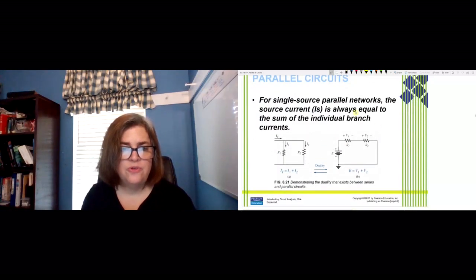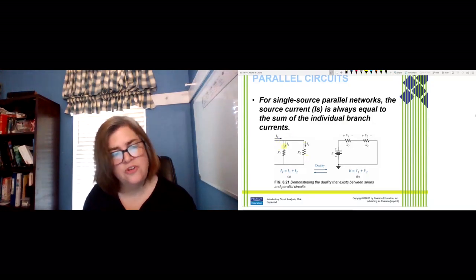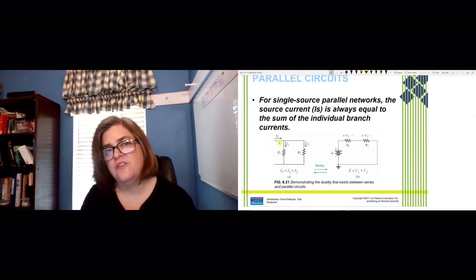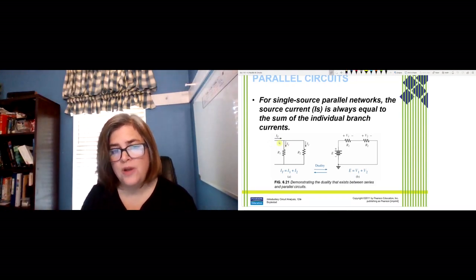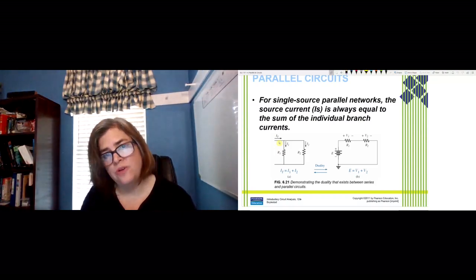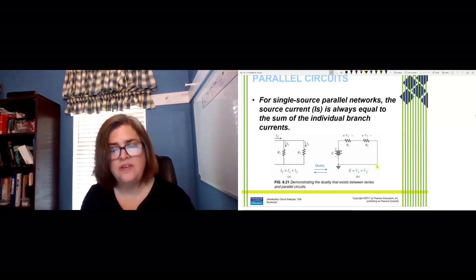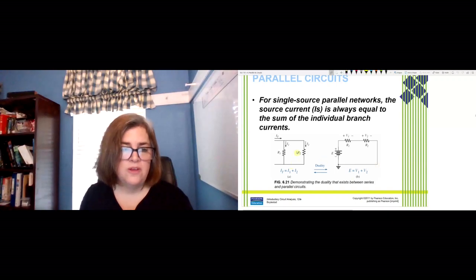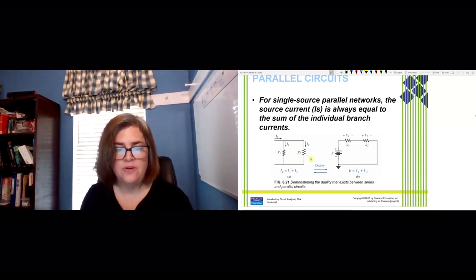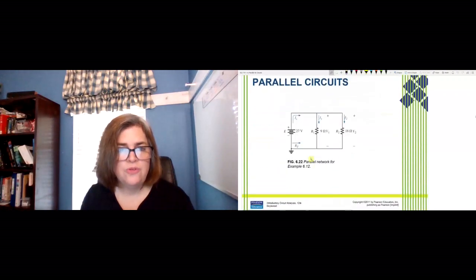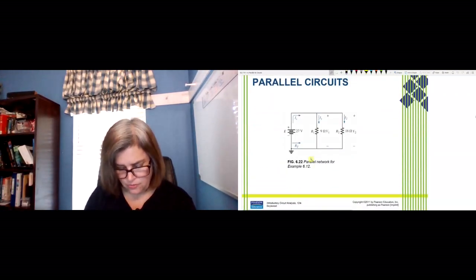Okay, so for a single source parallel network, the source current is always the sum of the individual branch currents. So the current coming from our source is going to divide across each of those resistors. So some of the current will go through one resistor, some of the current will go through the other resistor. Remember, in series, what we found was the opposite. We had the voltage dividing across the series resistors, whereas in parallel, we're going to see the current divide there, and we're going to have a current divider rule to look at with that. All right, so let's actually work through our parallel circuit here and see how this works.